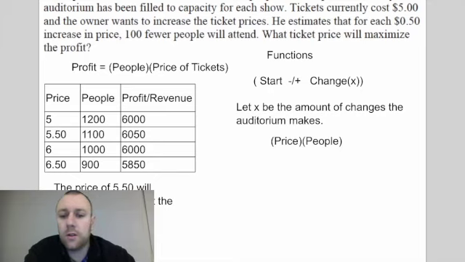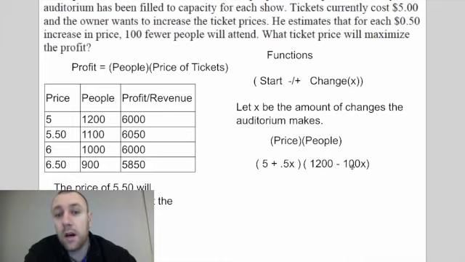So I can do price times people. These are going to be two parentheses. So the price starts at $5 here, and then I increase it, which means it's a plus, 50 cents every time. So that 0.5 is the 50 cents every time. X is the amount of changes I'm making. For the people, I start at the 1,200, which is my start value, but now I'm going fewer, which is subtracting 100 people for every change I make.